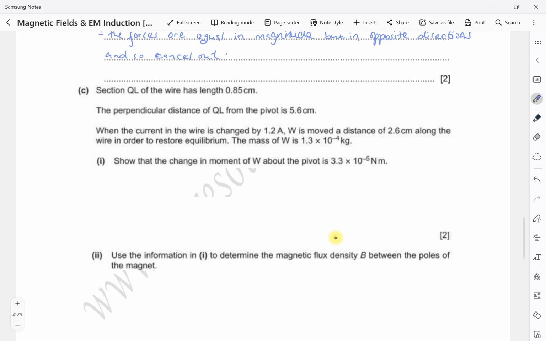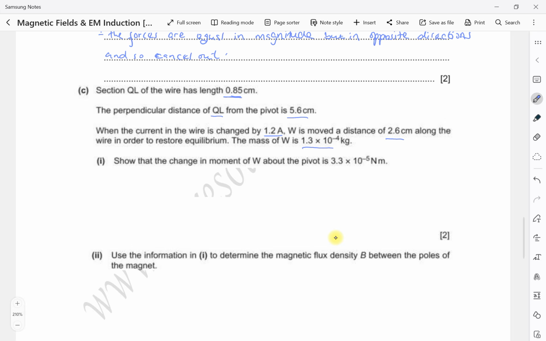Section QL of the wire has length 0.85 centimeters. The perpendicular distance of QL from the pivot is 5.6 centimeters. When the current in the wire is changed by 1.2 amperes, W is moved a distance of 2.6 centimeters along the wire in order to restore equilibrium. Okay, so we have to move W, or the weight, through a distance of 2.6 in order to restore equilibrium. The mass of W is 1.3 times 10 to the power of minus 4 kilograms.